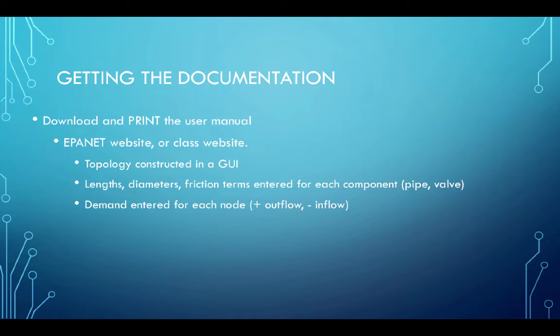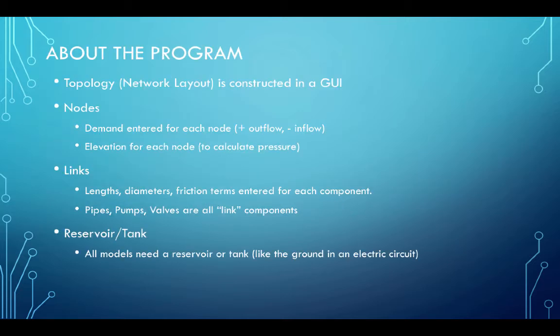We have to provide lengths, diameters, friction terms for each component, pipes, valves, and so forth. If one of the components is a pump, we also have to provide a pump curve. And then demand is entered at each node. We use a positive value if the water is leaving the node to supply a customer, and occasionally we'll use negative values to indicate injection into the network where a problem requires that kind of structure. Doing negative demands is, I'd say, less common than the usual convention of positive demands.